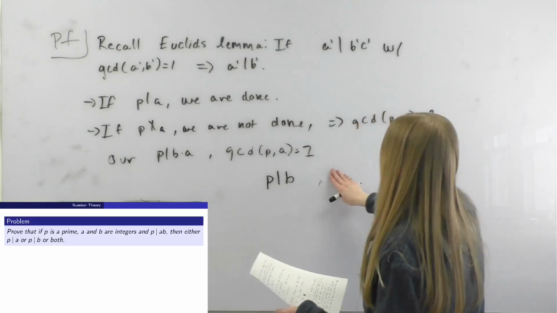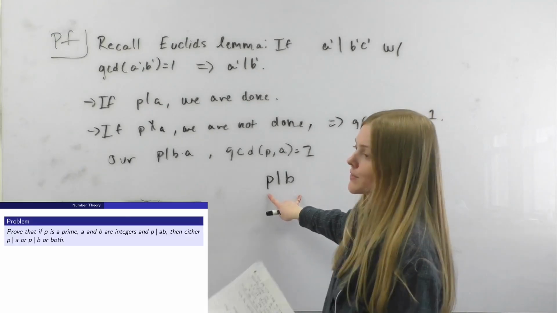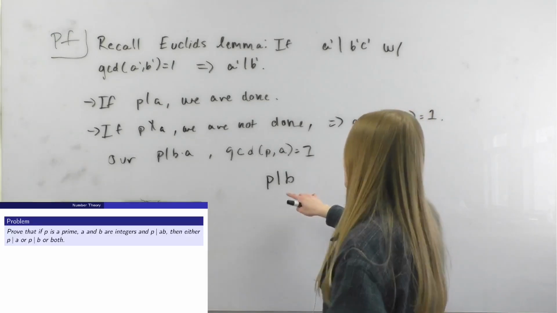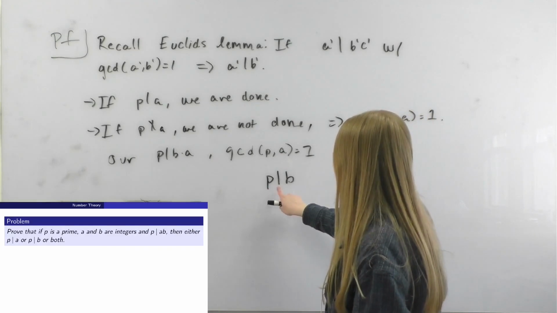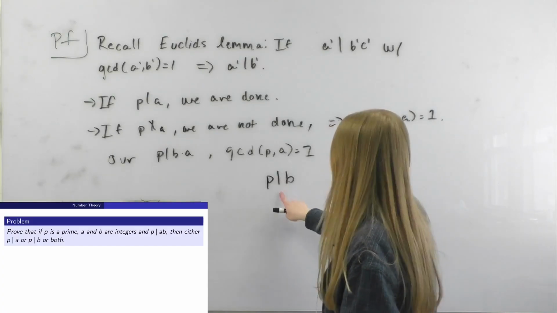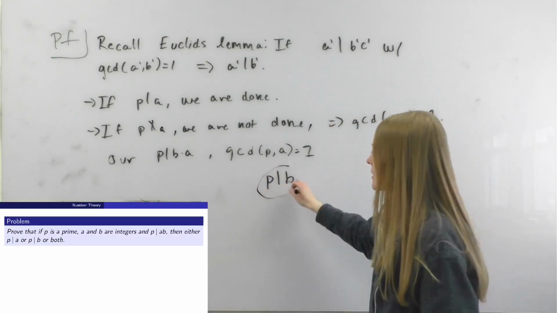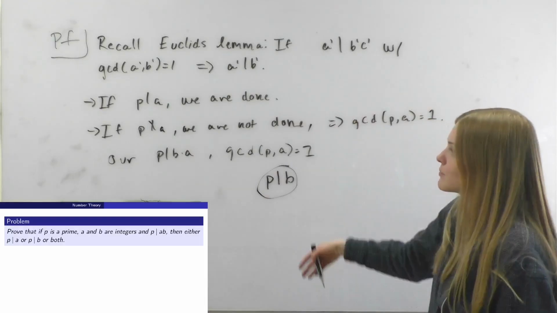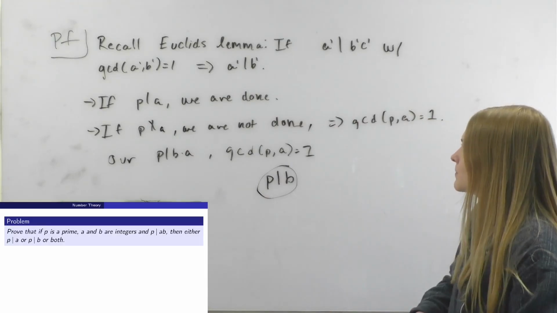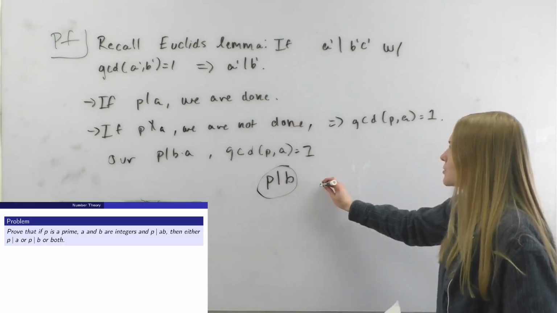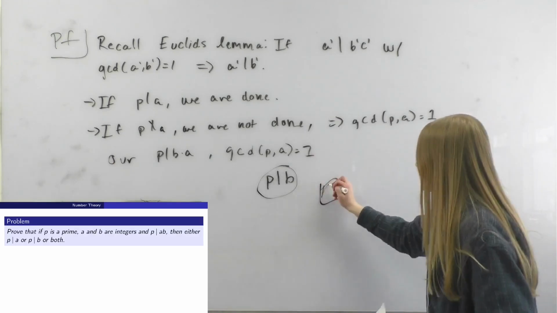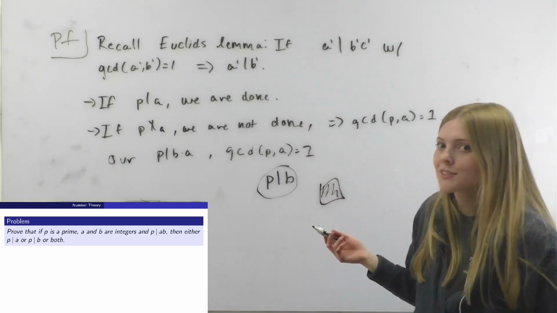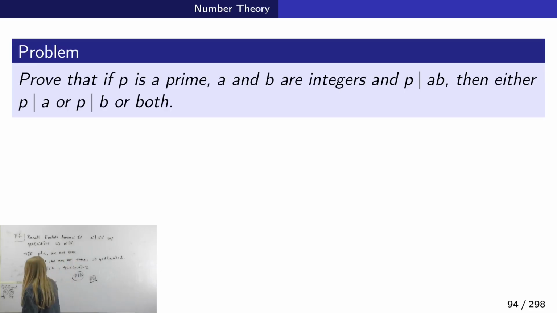So technically at that point, we have shown that if p divides a times b, then either p divides b or p divides a, because we showed one was true. But you can also do the same argument for the other. But yeah, that was pretty quick, thanks to Euclid. Questions? Okay. Move on.